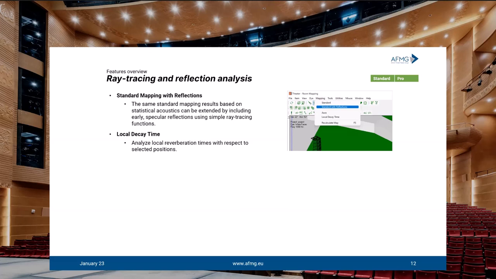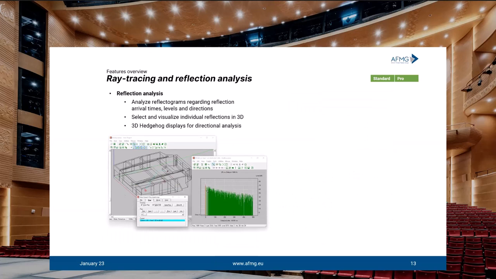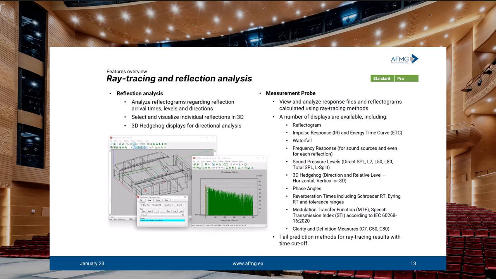We can analyze local reverberation times. We can look at reflection patterns in EASE Junior up to third order and 1,000 rays, but in the standard and the pro versions, we can have no limits. We can also analyze those reflectograms, looking at arrival times, levels, and directions. We can use a measurement probe to analyze them in greater depth.